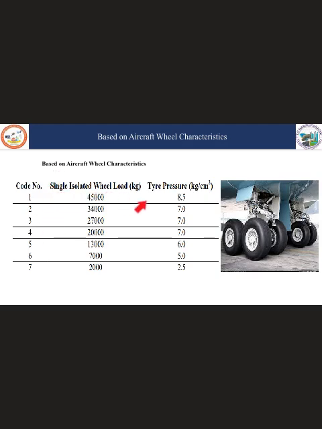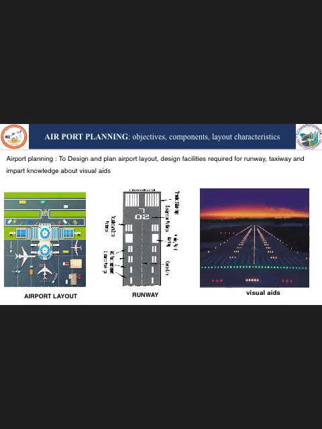The last classification is based upon the aircraft wheel characteristics, depending upon the load carried by the wheels and the tire pressure for a single isolated wheel load. The aircraft are classified as code 1, 2, 3, 4, 5, 6; different codes have been given. For example, for code 3, the isolated wheel load will be 27,000 kg, the load carried by one single wheel, with a tire pressure of 7 kg per centimeter square. These are the various parameters by which airports can be classified.